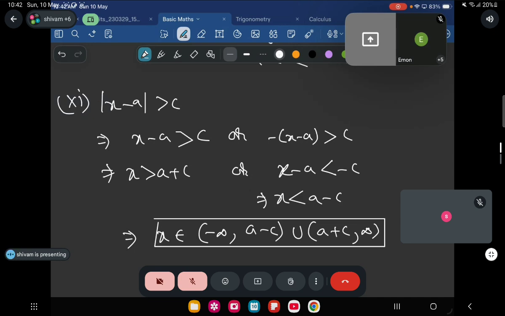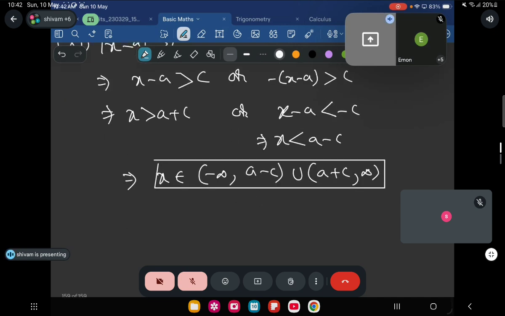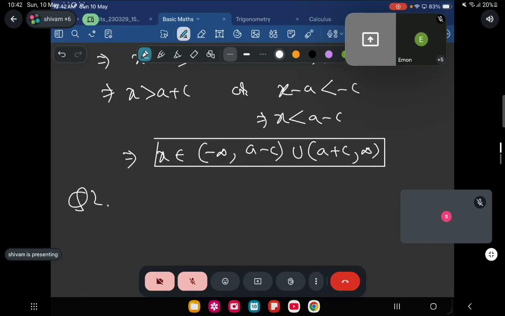Okay. So let us do one problem. Question number 2. Find x if mod of x square plus 3x minus 4 is equal to mod of x square minus 1. Solve.